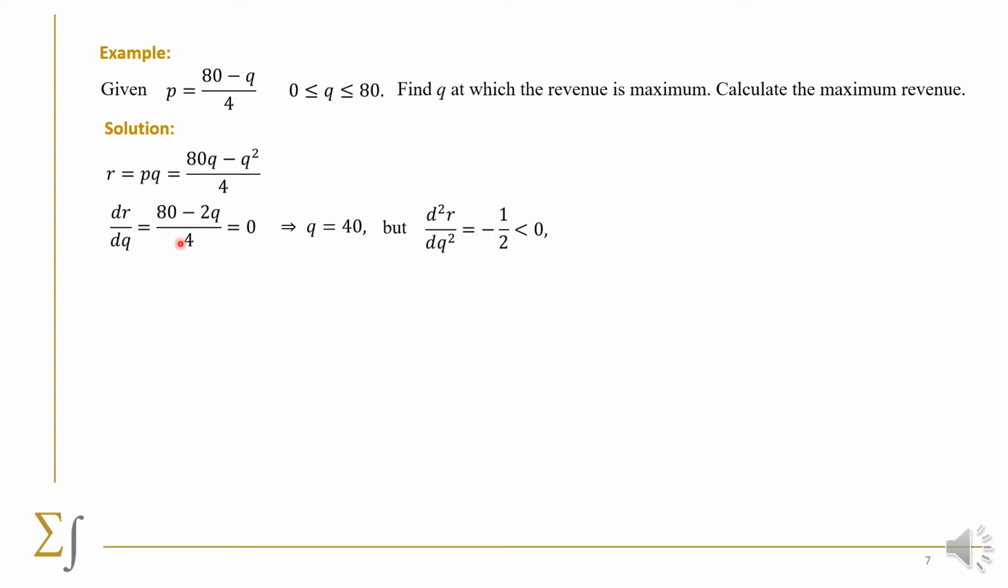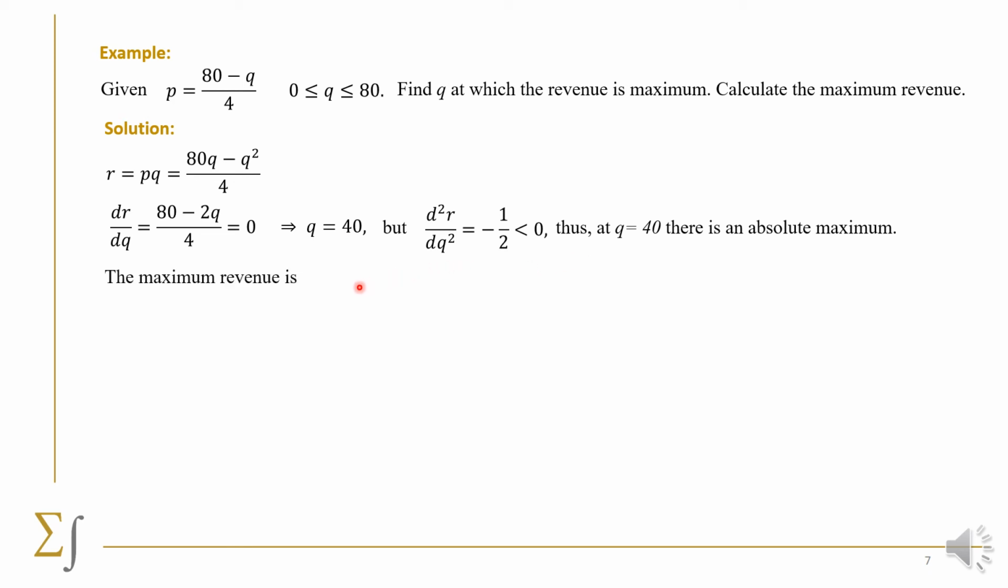Yes, because 80 over 4 is a constant. When you differentiate it, it is 0. Minus 2Q over 4 gives us a minus value. So this is negative for all Q. So Q equals 40 is called an absolute maximum.